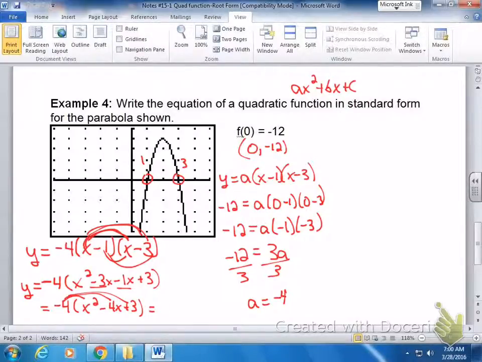So negative 4 times x squared is negative 4x squared. Negative 4 times negative 4x is plus 16x. And negative 4 times 3 would be minus 12. So there's your answer. All right, guys, this is pretty straightforward.